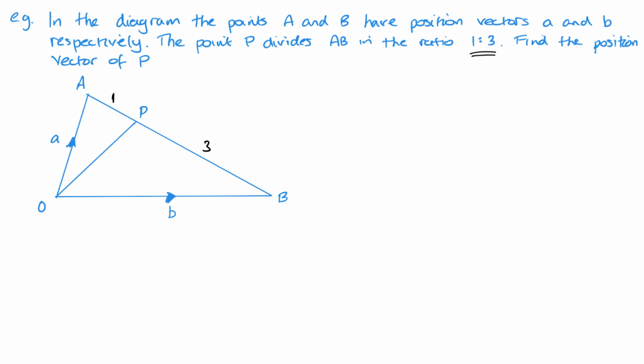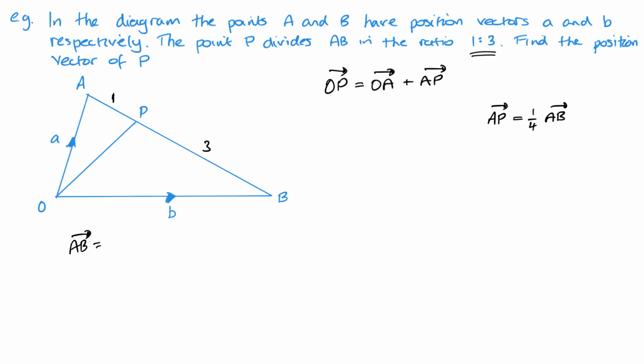Now we have to find the position vector of P, so we need to find OP. To get that we can go essentially OA and then AP. Now as it stands, I don't know AP, so I'm just going to go off to the side here. AP is going to be a fraction of AB. It's going to be 1/4 of AB. And again, AB I don't know, do I? I'll pop this down here.